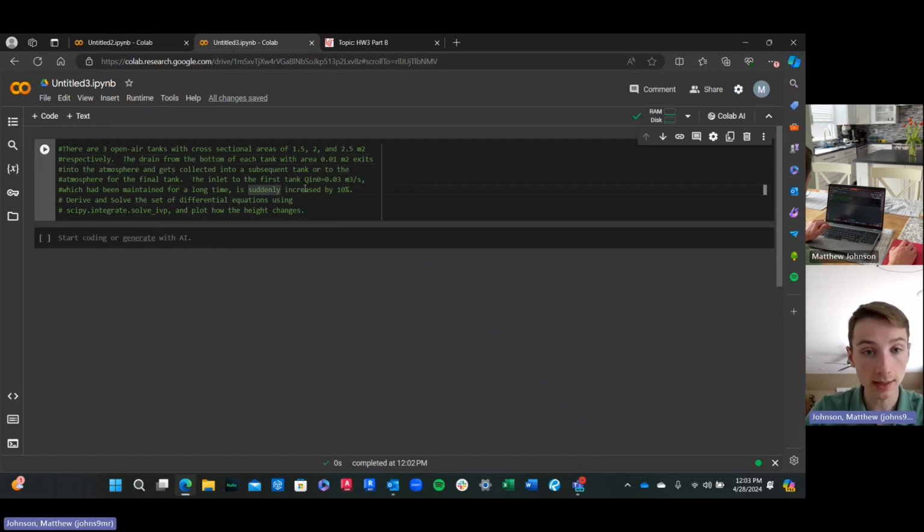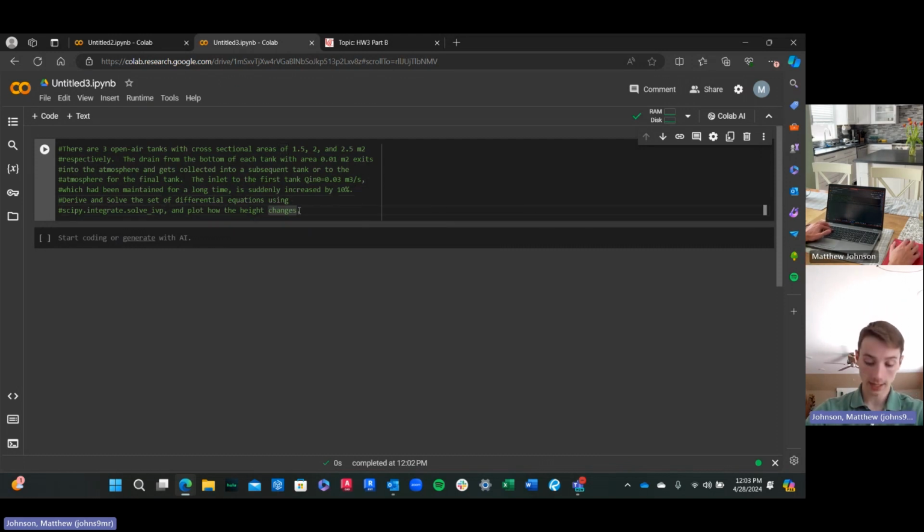The inlet to the first tank, we call that Q in naught, is 0.03 cubic meters per second, and that's been maintained for a long time. It was in a steady state. It's suddenly increased by 10%. Okay, derive and solve the set of differential equations using scipy.integrate.solve_ivp and plot how the height changes.